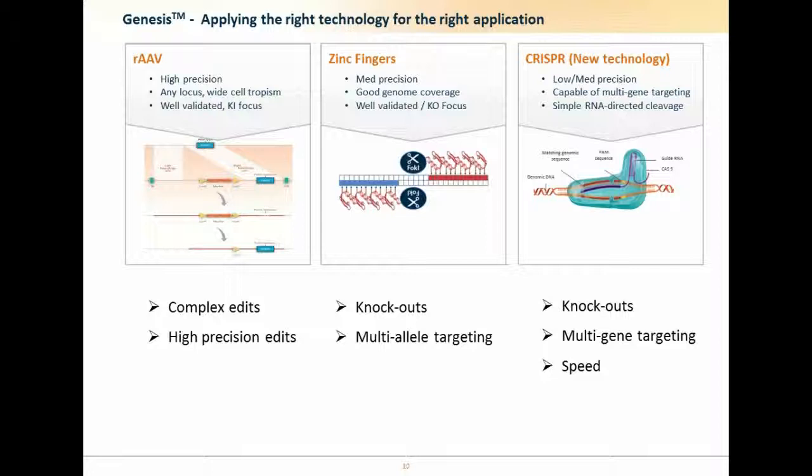Now, CRISPR, as I say, is a little bit new, but has most of the same advantages that you find with zinc fingers. It's very good at knockouts. It has also been shown to be very good at doing multiple genes at the same time. And I think one of the really key advantages of CRISPR, aside from just the simplicity, is the speed with which you can do these things, and that means fairly low cost as well.